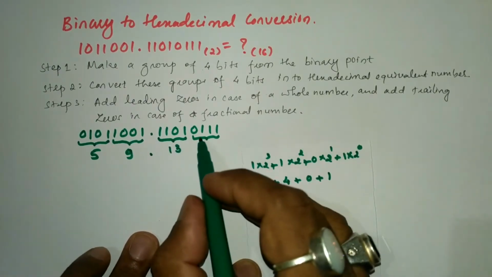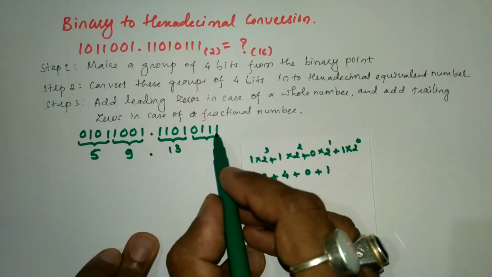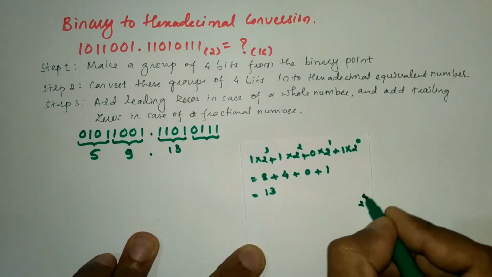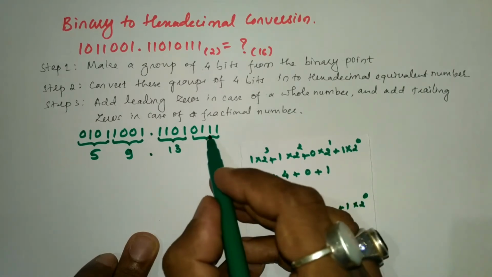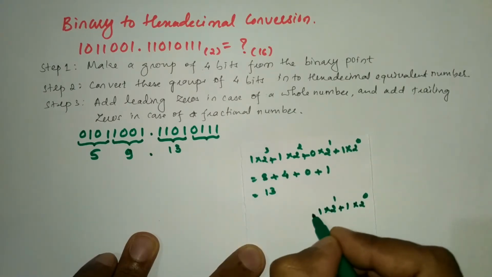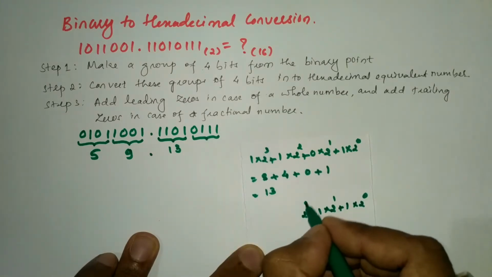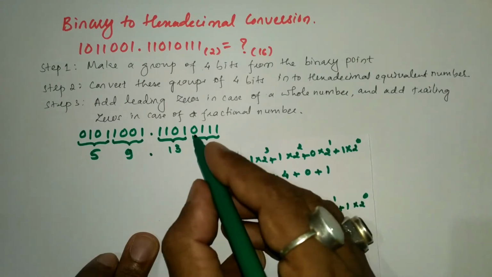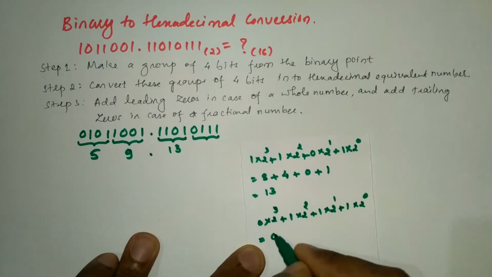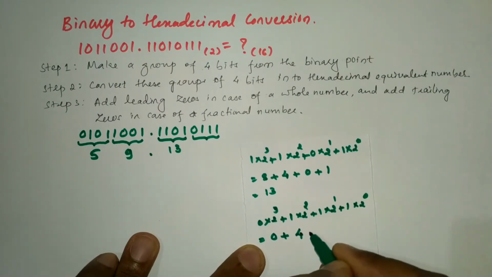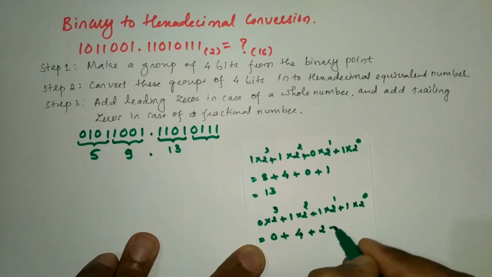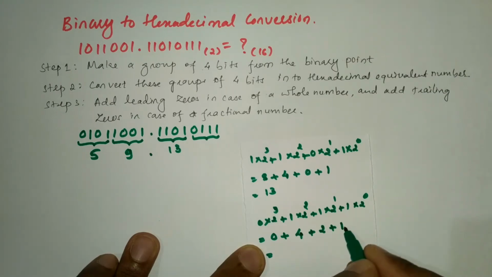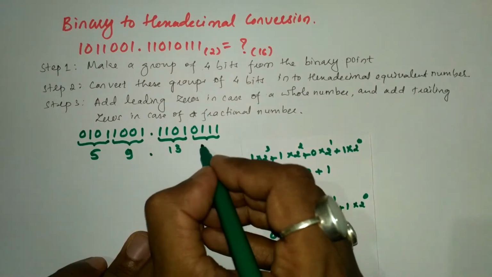Next, this number we are going to convert. The positional weight of this bit 1 is 2 to the power 0 into 1, plus next bit 2 to the power 1 into 1, plus 2 to the power 2 into 1, plus 2 to the power 3 into the last bit 0. So 0 into anything is 0, plus 2 to the power 2 is 2 2s are 4, plus 2 to the power 1 is 2 into 1 is 2, plus 2 to the power 0 is 1, 1 into 1 is 1. Here 0 plus 4 plus 2 plus 1: 4 plus 2 is 6, 6 plus 1 is 7. So this represents 7.